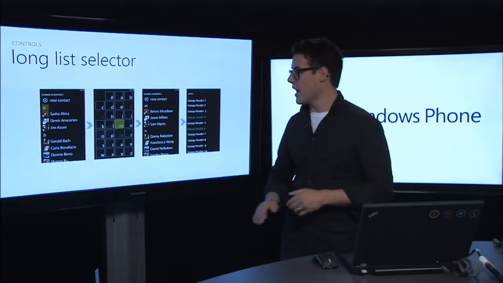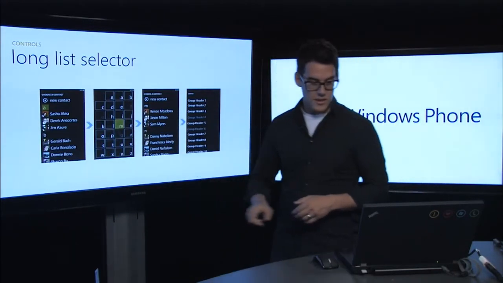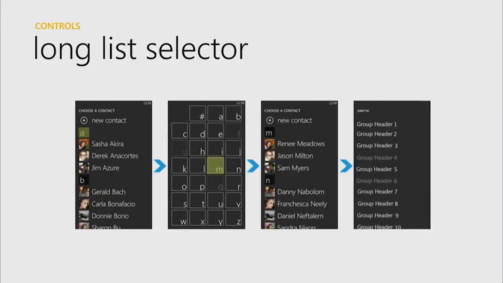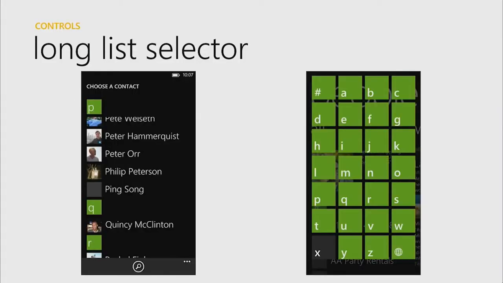So basically what a long list selector does is it has top title categories. You have an alphabetical list, and then you have these things called group headers. When a group header hits the top of the screen, it stays there. It's a sticky group header, and the content slides underneath it until the next one hits and bumps it off.